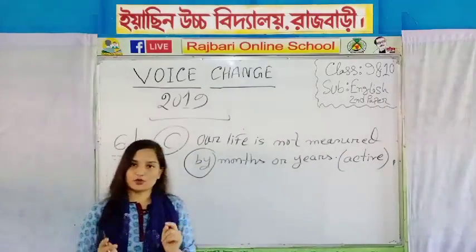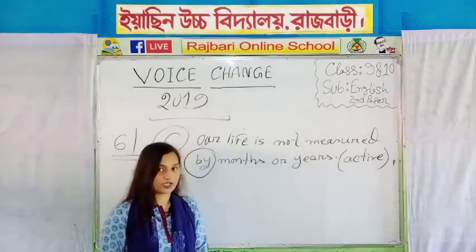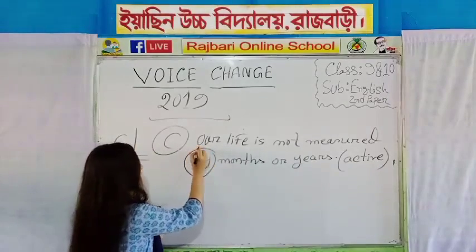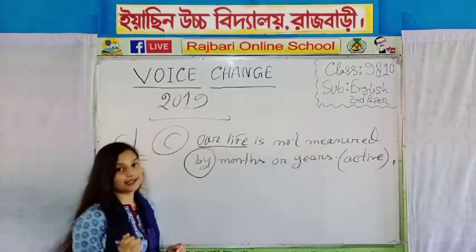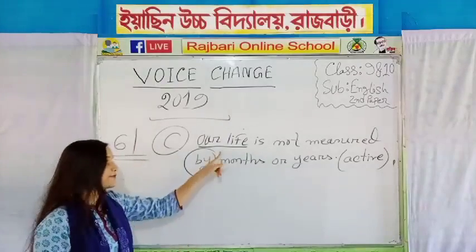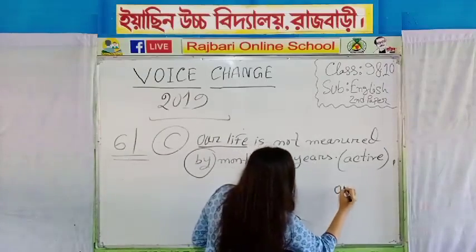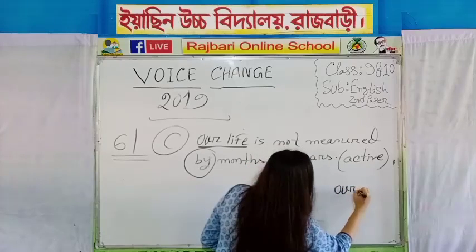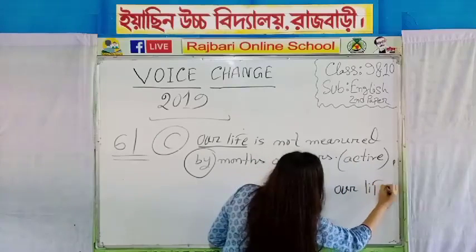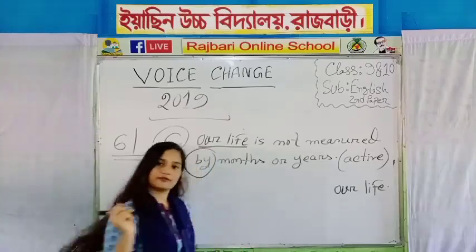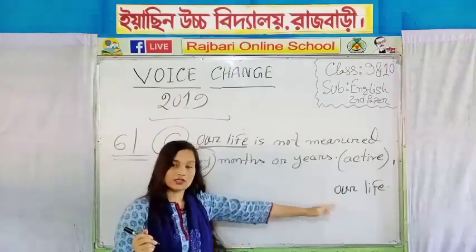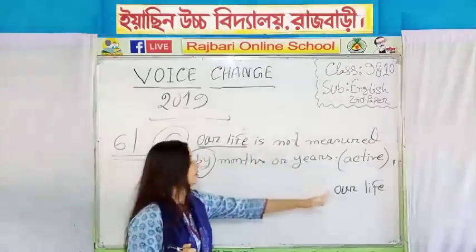First of all, as I told you, we have to identify the subject, right? So what's the subject here? Here the subject is our life. Since we know that the subject will become the object, write down the object here. Our life, right? The subject has been changed into object.